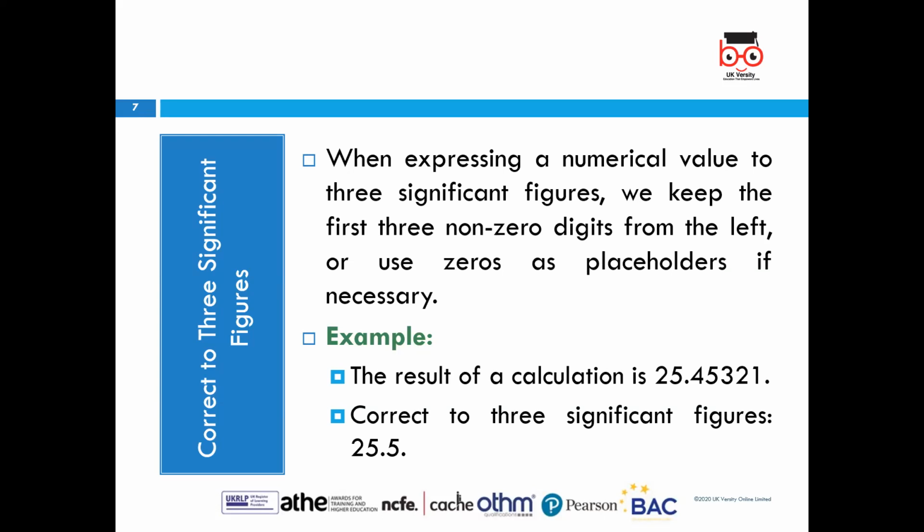We will look into examples of each of these kinds. The first one is correct to 3 significant figures. When expressing a numerical value to 3 significant figures, we keep the first 3 non-zero digits from the left, or use zeros as placeholders if necessary. For example, the result of the calculation is 25.45321. So correct to 3 significant figures is 25.5. We keep the first 3 non-zero digits from the left. So you have 25.5. That is how you express a numerical value to 3 significant figures.